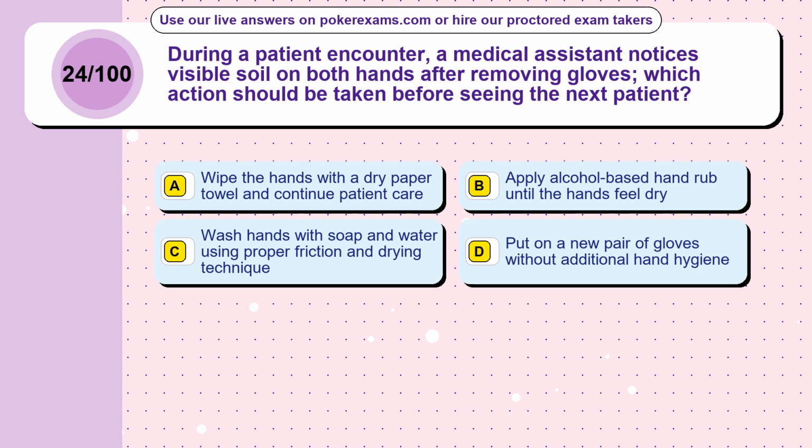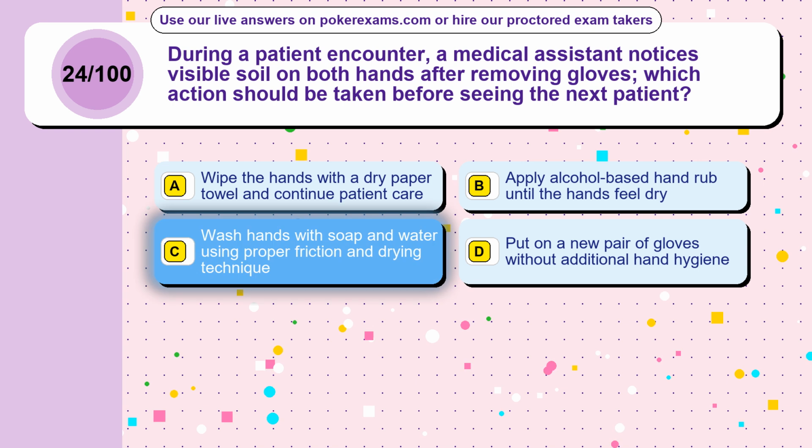Question 24. During a patient encounter, a medical assistant notices visible soil on both hands after removing gloves. Which action should be taken before seeing the next patient? Option A. Wipe the hands with a dry paper towel and continue patient care. Option B. Apply alcohol-based hand rub until the hands feel dry. Option C. Wash hands with soap and water using proper friction and drying technique. Option D. Put on a new pair of gloves without additional hand hygiene. The correct answer is option C.